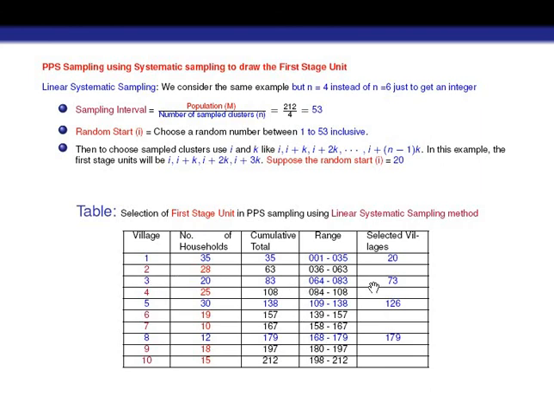Again we use the same process: 73 plus 53 gives 126, which lies within this range, and correspondingly we get cluster 5, which will be included in our first stage unit. After that we get 179, which lies in this range, so we get cluster 8 in our first stage unit. After this we do not continue, because we have already got our desired sample size, that is 4 clusters. So we stop here.